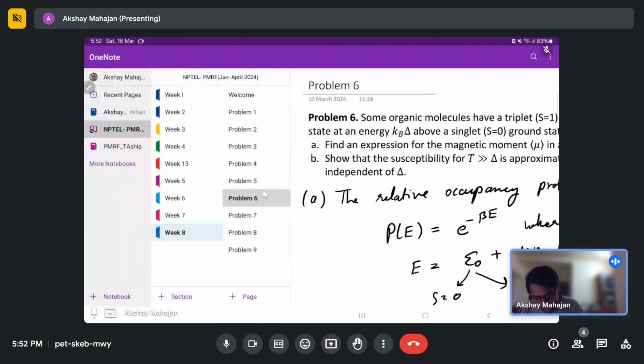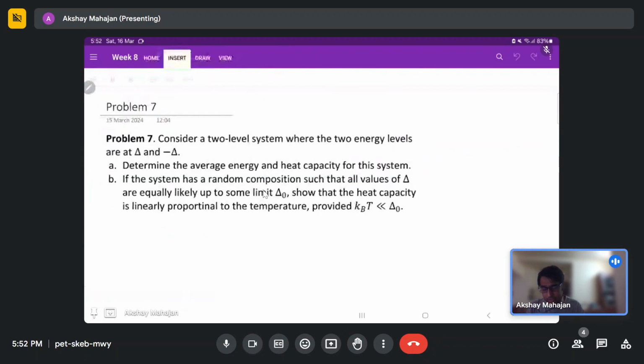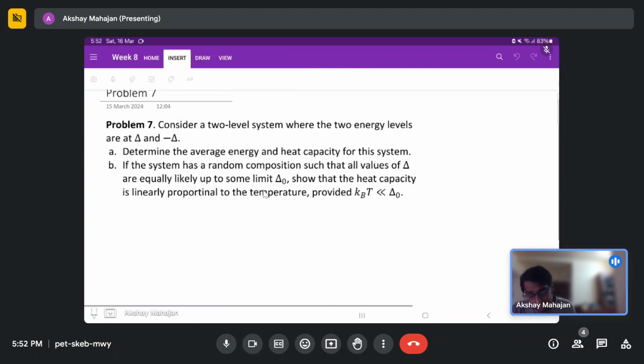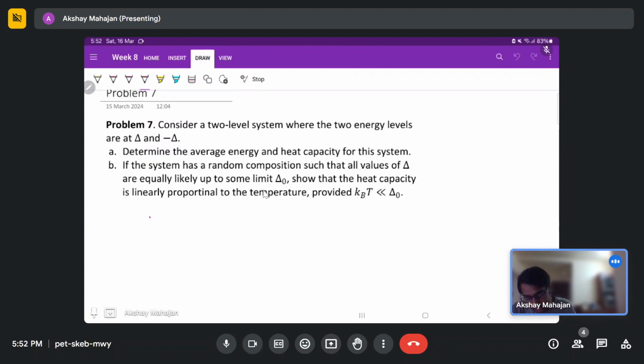So let's move on to the next problem. This is problem number 7. Here we have to consider a two-level system where the two energy levels are at delta and minus delta. Now determine the average energy and heat capacity for the system, and if the system has a random composition such that all values of delta are equally likely up to some limit delta naught, show that the heat capacity is linearly proportional to the temperature provided kBT is much less than delta naught.